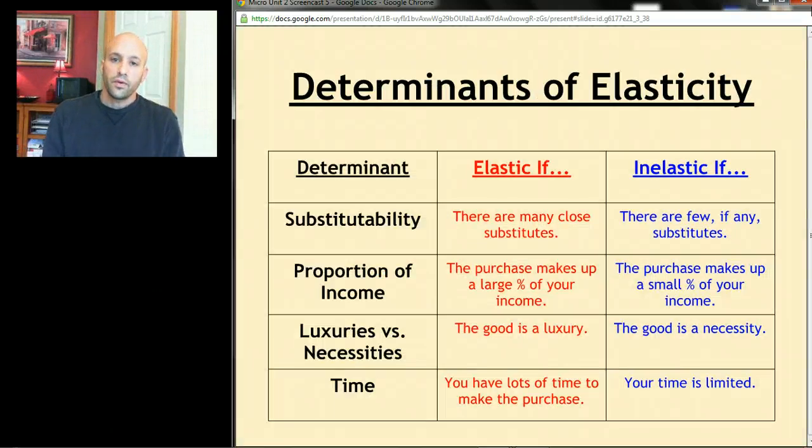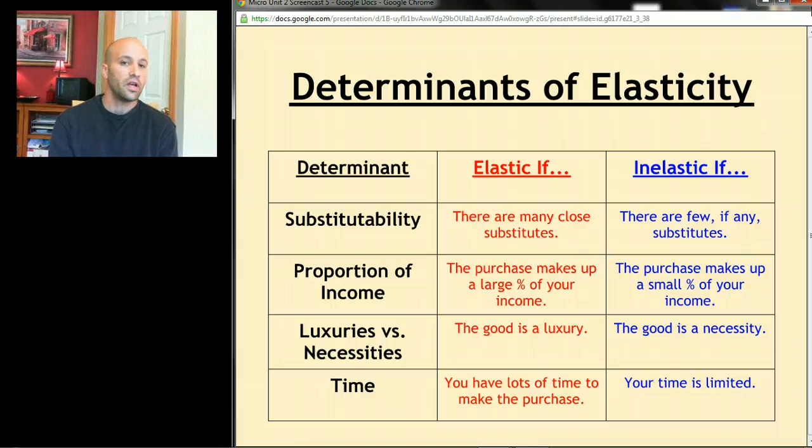All right, so finally for this screencast, let's talk about what it is exactly that makes something elastic or not. There's 4 basic determinants. The first determinant is substitutability. A good is more elastic if there's lots of close substitutes. If we're talking about, for example, Coke and Pepsi, I'm elastic in my demand towards Coke, because if you raise the price of Coke, I'll really stop buying it. The quantity I demand will go way, way down, because there's lots of other substitutes. There's Pepsi and other soft drinks.